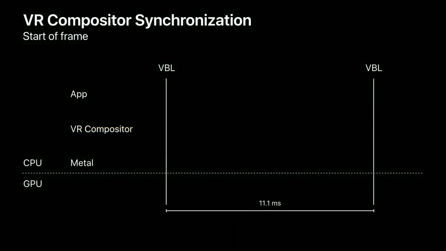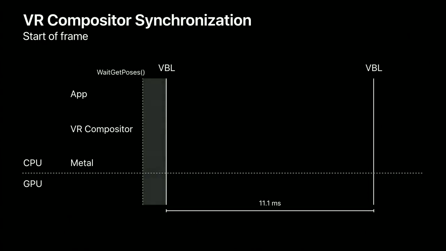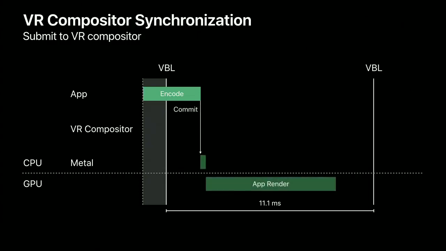So let's start at the beginning of the frame. Your app will need to query the VR system to get the headset poses that it needs to render the frame. For SteamVR, this is done via the waitGetPoses call. And then your app can encode the render commands for that frame immediately after getting those inputs. And then once you've encoded your command buffer, you can commit it to Metal to queue onto the GPU and then submit your left and right eye textures to SteamVR. This will wake the compositor so it can start encoding its GPU work for the frame.